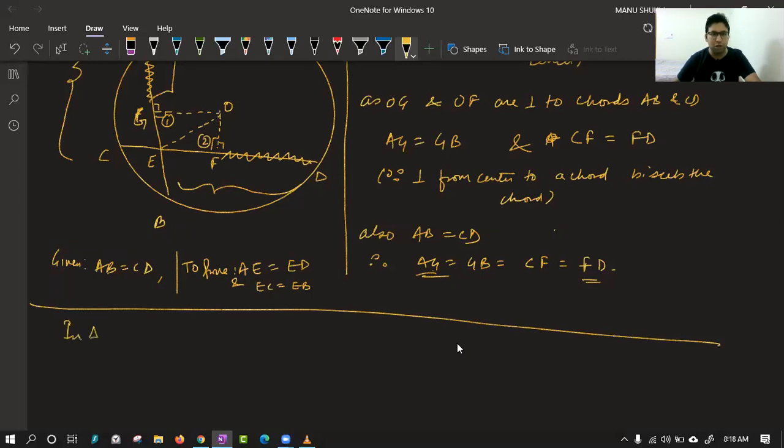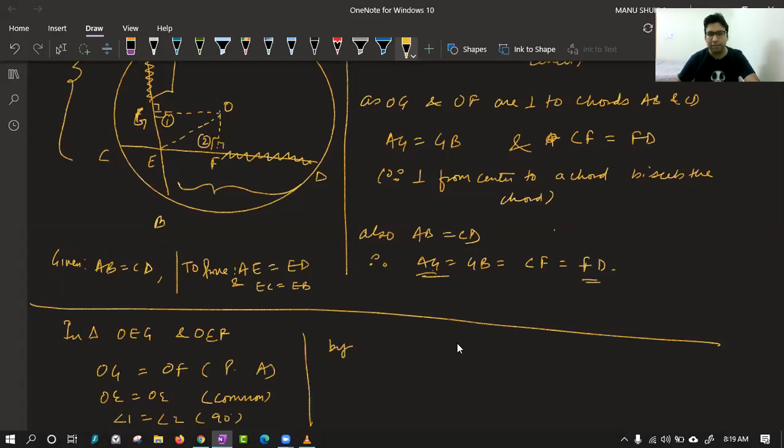In triangle OEG and OEF, first thing is OG equal to OF, proved above. Second thing is OE equal to OE, common. And third thing is your angle 1 is equal to angle 2, 90 degree. So by RHS criteria, triangle EOG is congruent to triangle EOF.